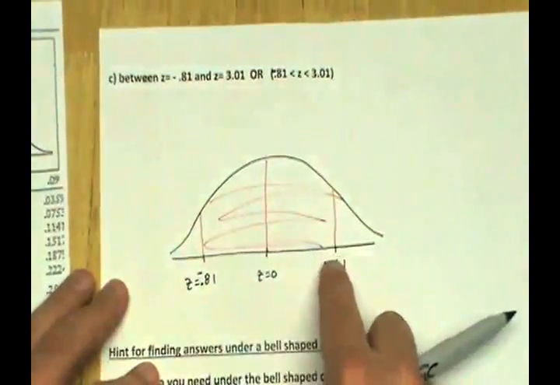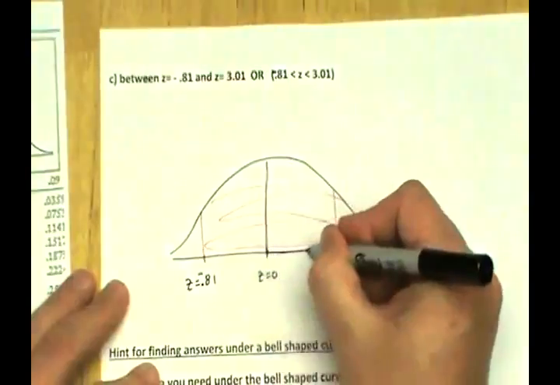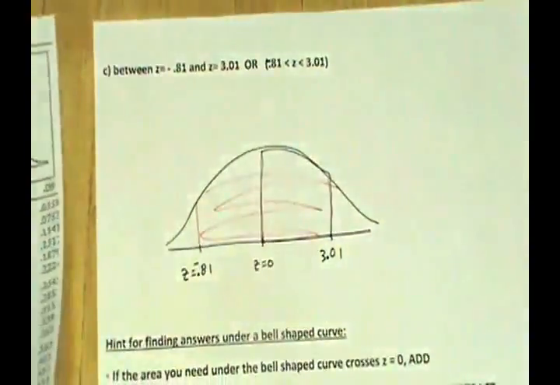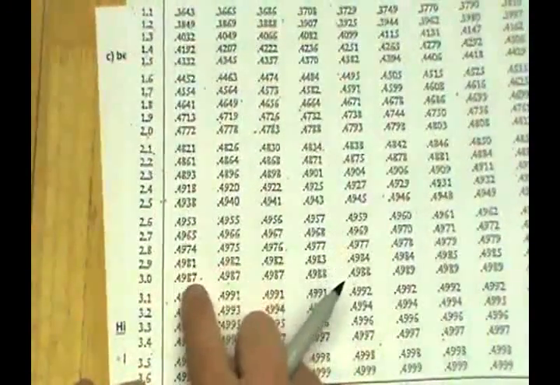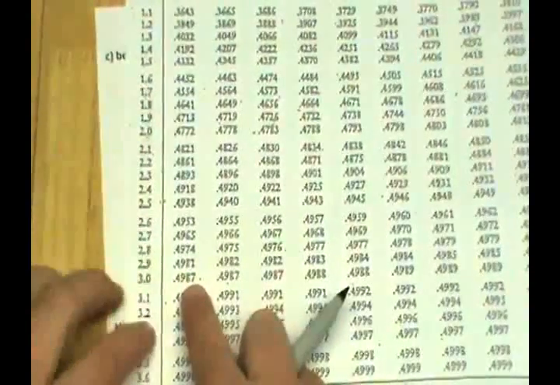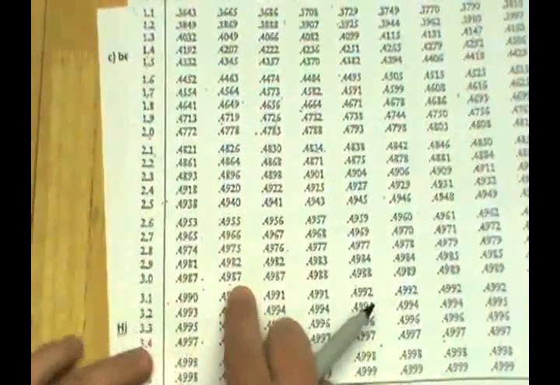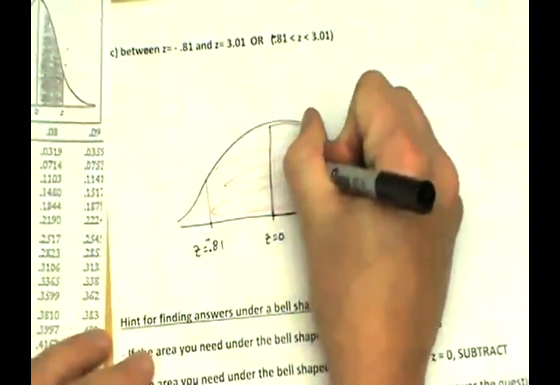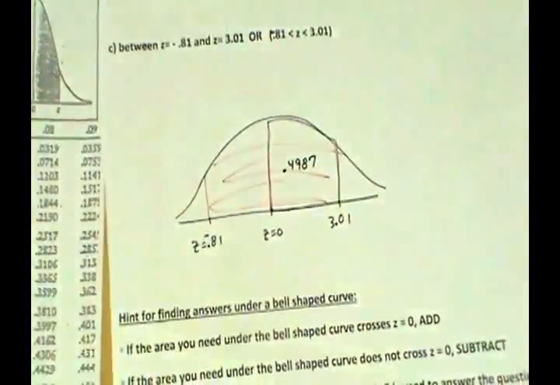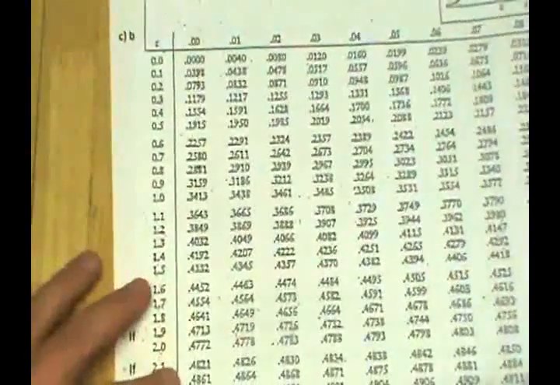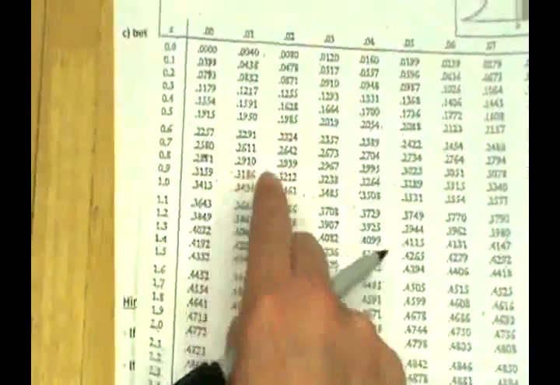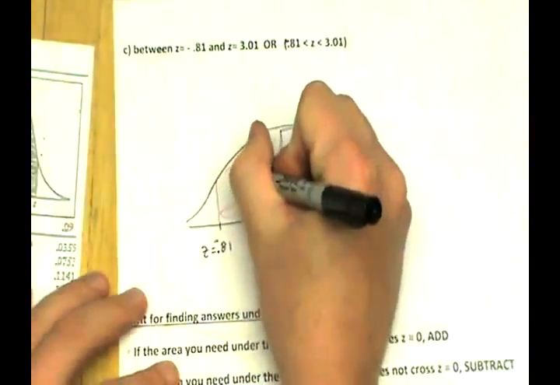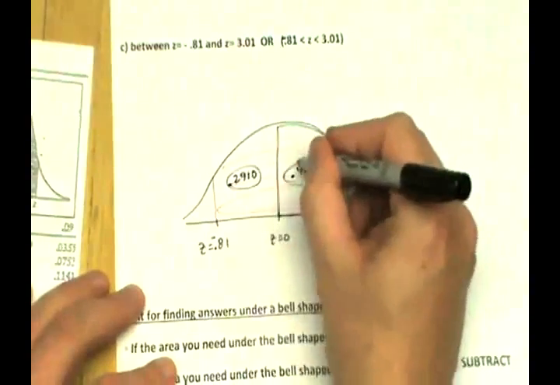So first we have to look up 3.01, and that's going to give us the area between 0 and 3.01. So I'm going to scoot over here to my chart. And I'm going to scoot down. I'm going to look up 3.01. So this is 3.0. If you go up to the top here, you're going to say 3.00. This is 3.01. So that is 0.4987. I'm going to scoot that off. That goes here. 4987 is the area between 0 and 3.01. And then we look up negative 0.81. So we go down 0.8 and then over to 1. And that's going to be 2910. That goes right here.